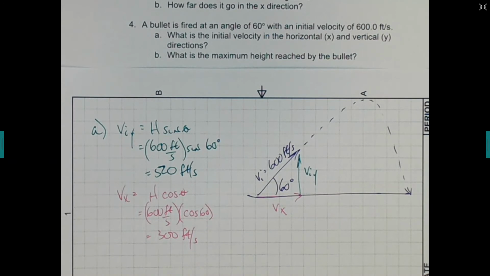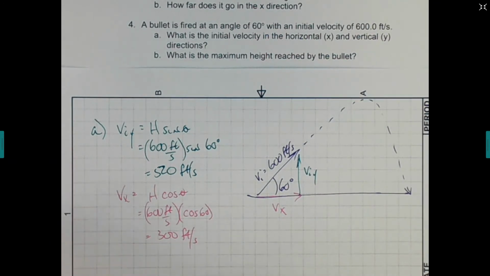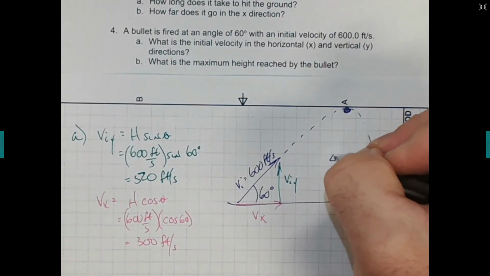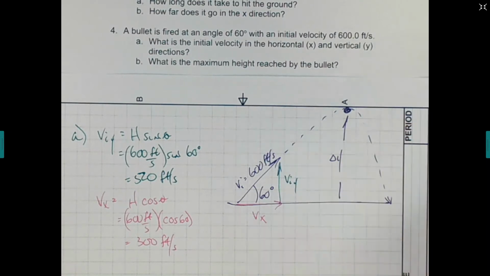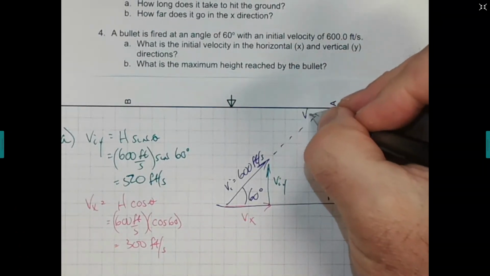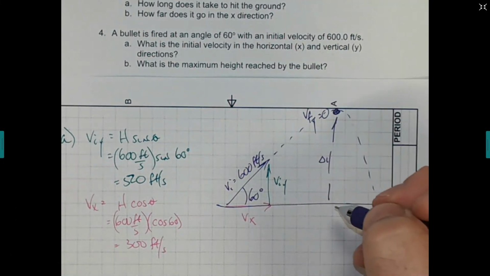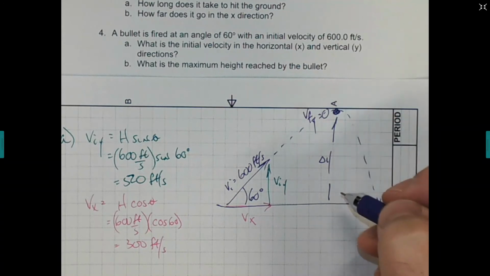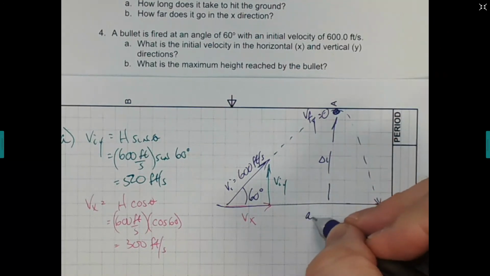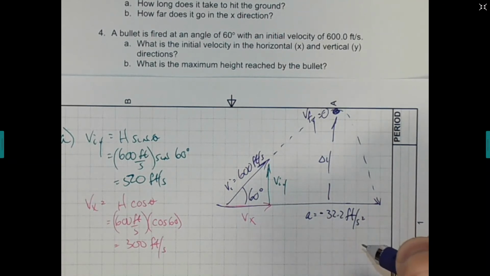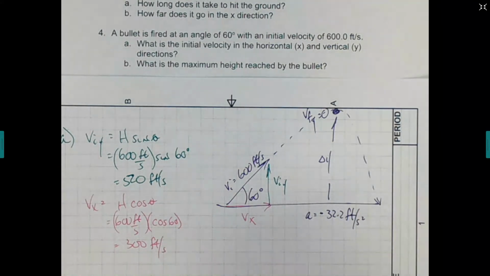And then in part B, what is the maximum height reached by the bullet? As we go up to the top, we're looking for this change in y. We know at the very top, my final velocity in the y direction is equal to 0. My velocity in x is still 300, but I'm going to look in the y direction because I'm going up and down to see how high I went. We know the acceleration is always 32.2 feet per second squared, negative because it's pulling me down. So again, we have my initial velocity, my final velocity, my change in position, my acceleration.